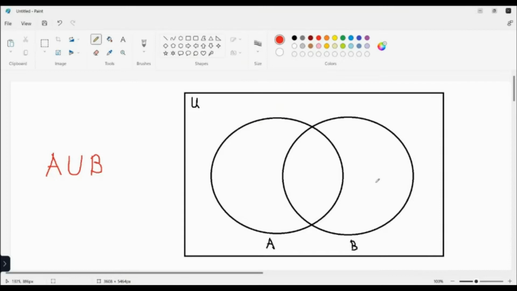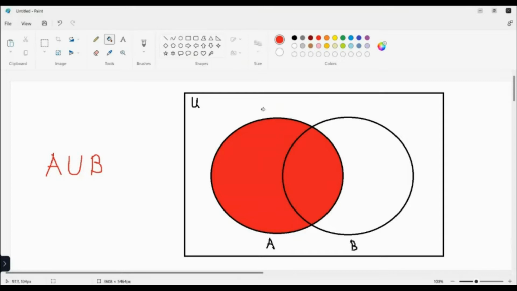Now, if we were to shade that portion, then we'll be shading set A, all members of set A, and all members of set B. Okay. And their overlapping part as well, no? Both that can be found in A or in B. Okay, so this is your union of sets.